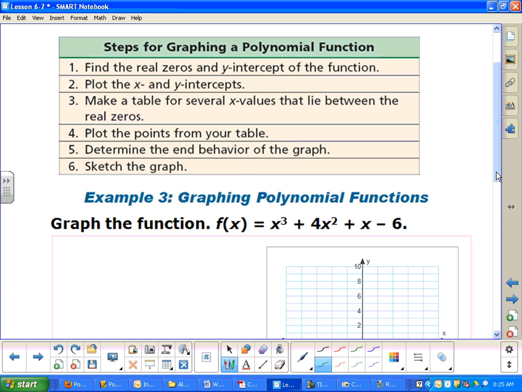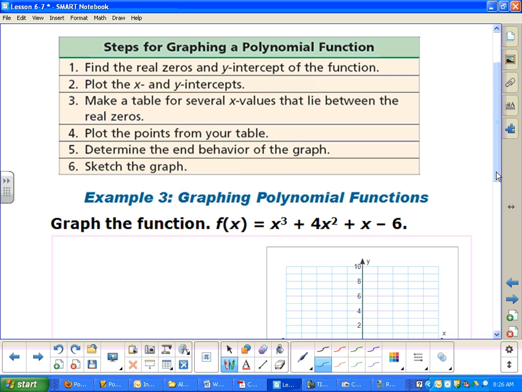So we want to find the zeros and the y-intercept, plot them on our graph. Now we're not going to make a table. We'll look at some specific points, and we're actually going to do example 3 and example 4. We're going to kind of work them together here, which example 4 talks about finding maximums and minimums. Okay. So then we're going to make sure we have the proper end behavior, go in the right directions then also.